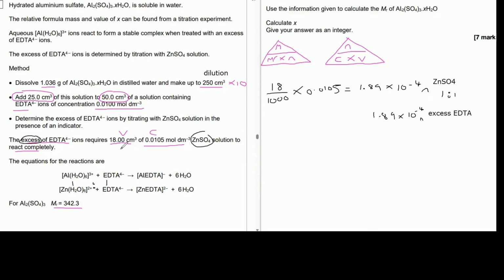Let's work out the original EDTA by coming up here to the 50 centimeters cubed with 0.01. And then I can subtract the excess from the original to get how much EDTA was used in this first equation. So original EDTA was 50 over 1,000. Why am I doing that? Because we need to turn centimeters cubed into decimeters cubed. And I'm going to times that by 0.01, and that is going to give me the original EDTA, which is 5 times 10 to the minus 4, and that is the moles of original.